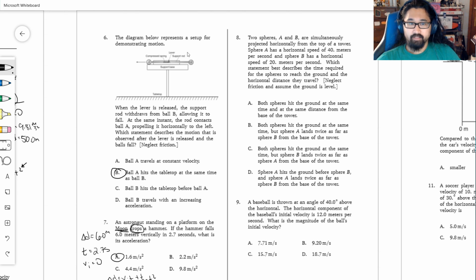Again, number 8 is exactly like number 6, but one of them is going twice as fast as the other, so it will go twice as far, but they'll hit the ground at the same time. So both spheres hit the ground at the same time, but sphere A lands twice as far as sphere B.